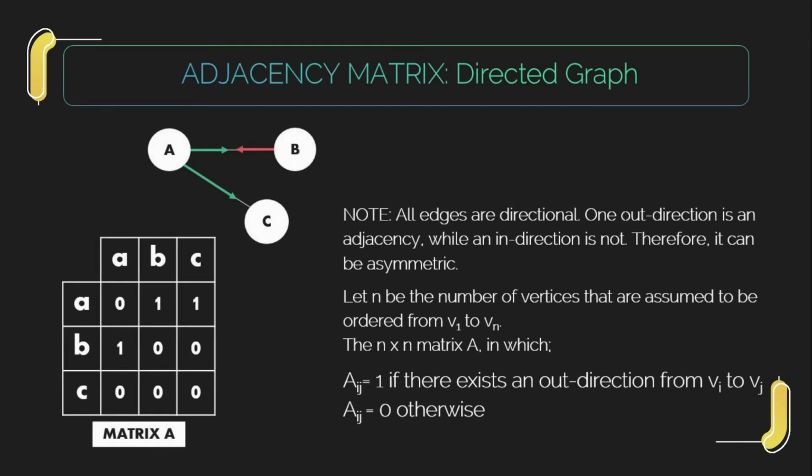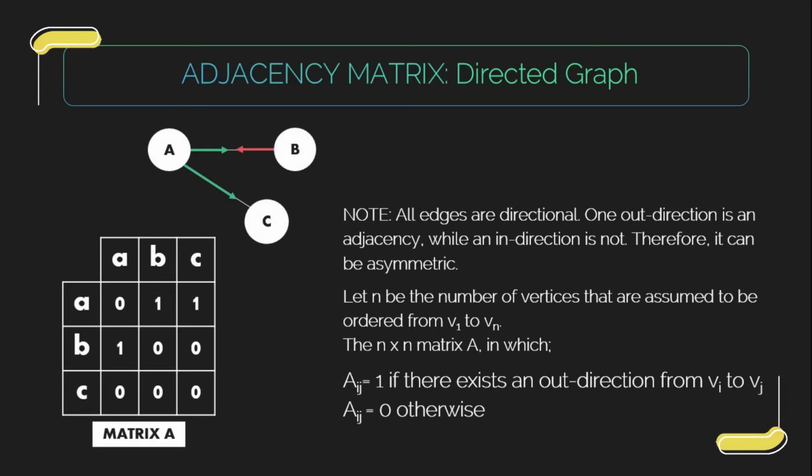So, adjacency matrix, directed graph. All edges are directional. One out direction is an adjacency while an in direction is not. Therefore, it can be asymmetric, meaning that if there is an out direction, it is an adjacency, and if there is an in direction, it is not considered an adjacency. So let n be the number of vertices, assumed to be ordered from v1 to vn. The n by n matrix A has 1 if there exists an out direction from vi to vj, or 0 otherwise.